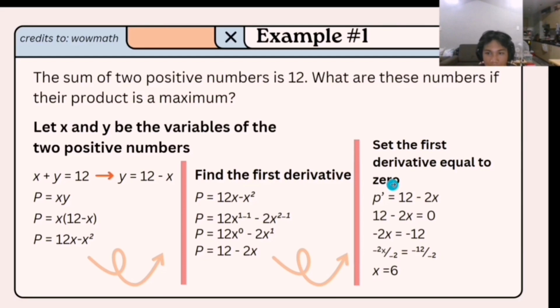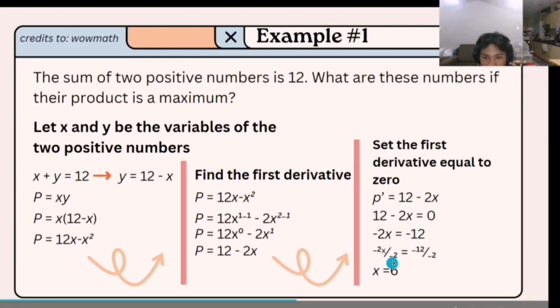Ngayon naman, we want to set the first derivative equal to 0. The first derivative of P is equal to 12 minus 2x. Gagawin natin, i-equal natin siya sa 0. Ngayon naman, since naka-equal siya sa 0, ita-transpose natin si 12, and then magiging negative 12 siya. So, magiging negative 2x equals negative 12.